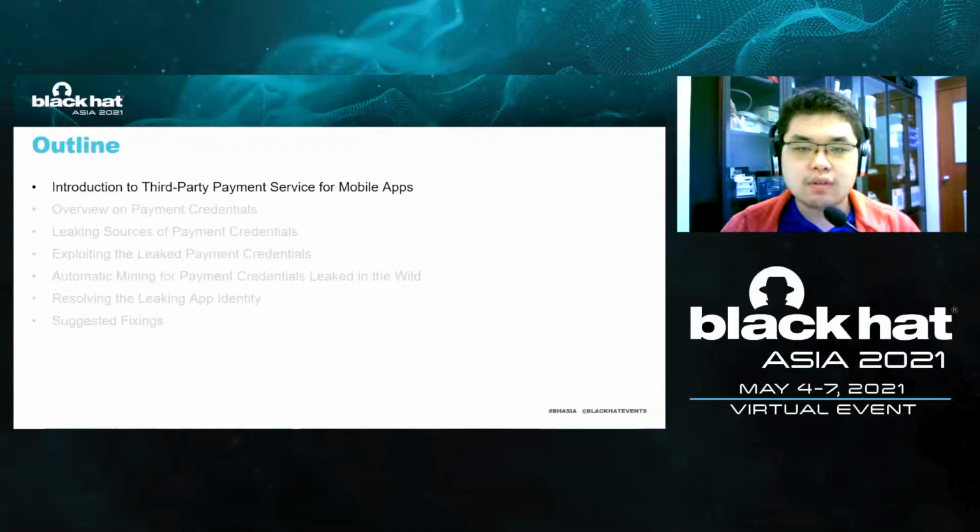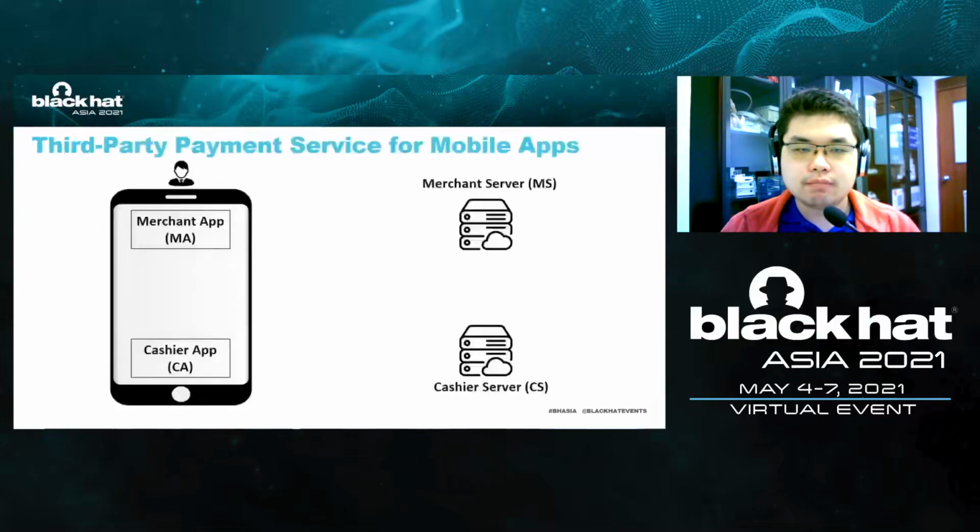So first, let's talk about what is third-party mobile payment service. In mobile payments, there are three parties involved, namely the cashier, the merchant, and the user. Notably, the cashier and merchant here stand for their backend servers, while the user is represented by the cashier app and merchant app installed on his smartphone. The target of the mobile payment protocol is for the user to pay the merchant app through the cashier.